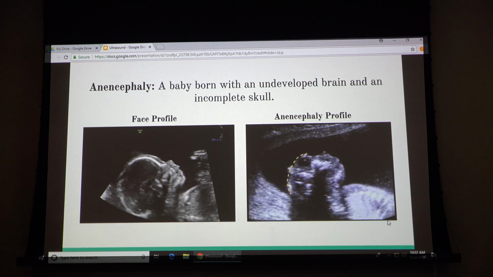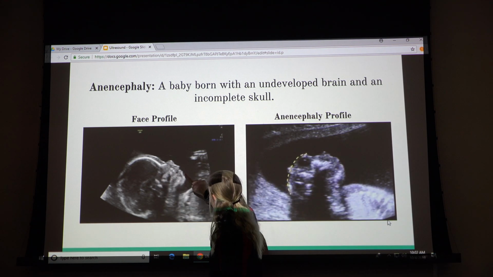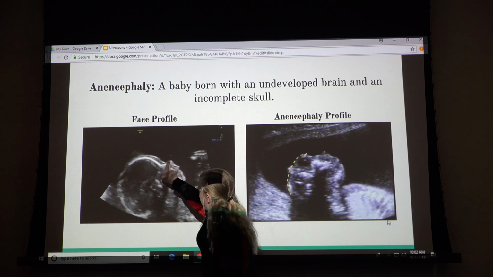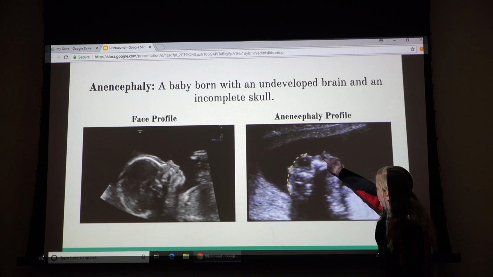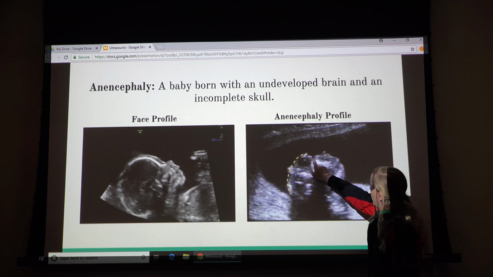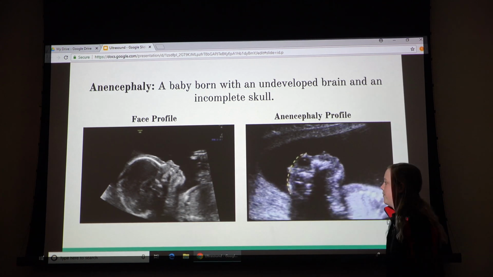Next is anencephaly, which is when a baby is born with an underdeveloped brain and an incomplete skull. So here we're looking at the baby's head. You can see the mouth, nose, eyes, and outline of the head. And then here we have the mouth, nose, eyes, and then you can see the absence of a complete skull because of the underdeveloped brain.